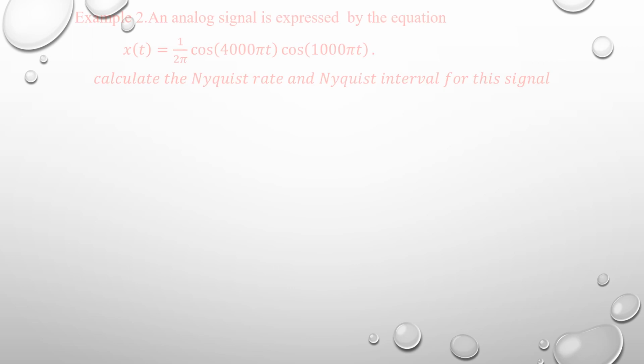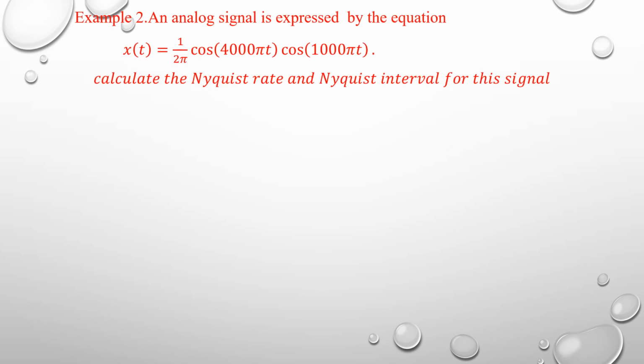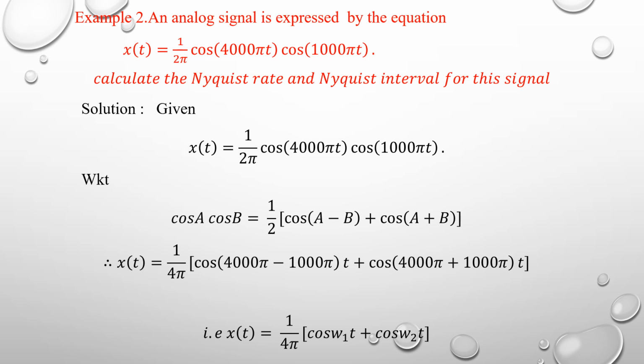The second example: a signal is expressed by the equation x of t is equal to 1 divided by 2 pi cos 4000 pi t into cos 1000 pi t. Calculate the Nyquist rate and Nyquist interval for this signal. Given x of t is equal to 1 divided by 2 pi cos 4000 pi t into cos 1000 pi t. We know that cos A cos B is equal to 1 divided by 2 times cos (A minus B) plus cos (A plus B). So this is the given equation.